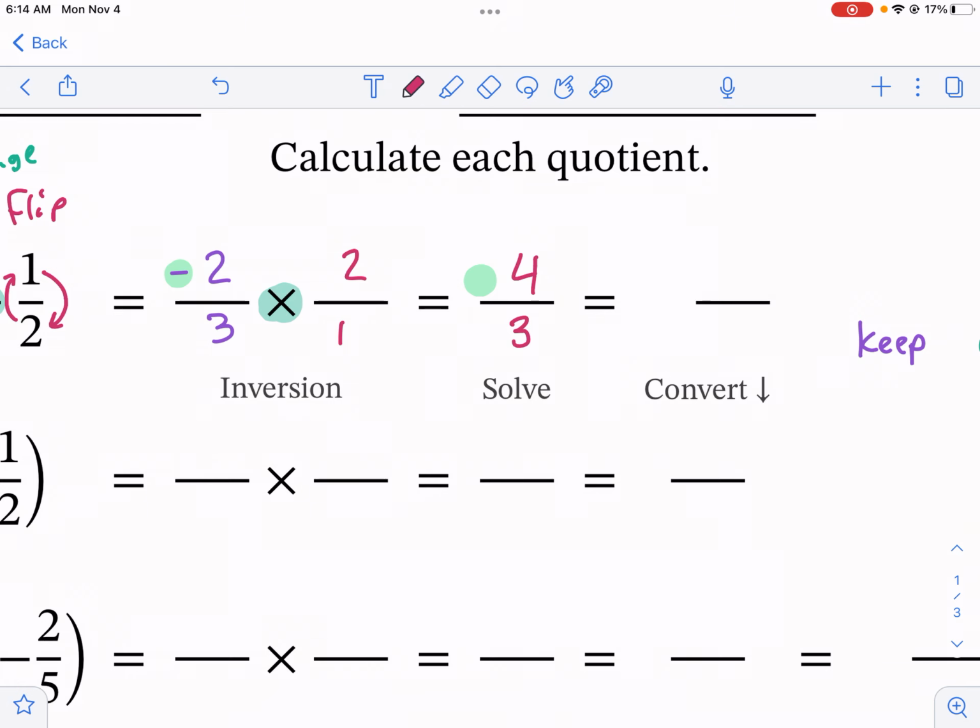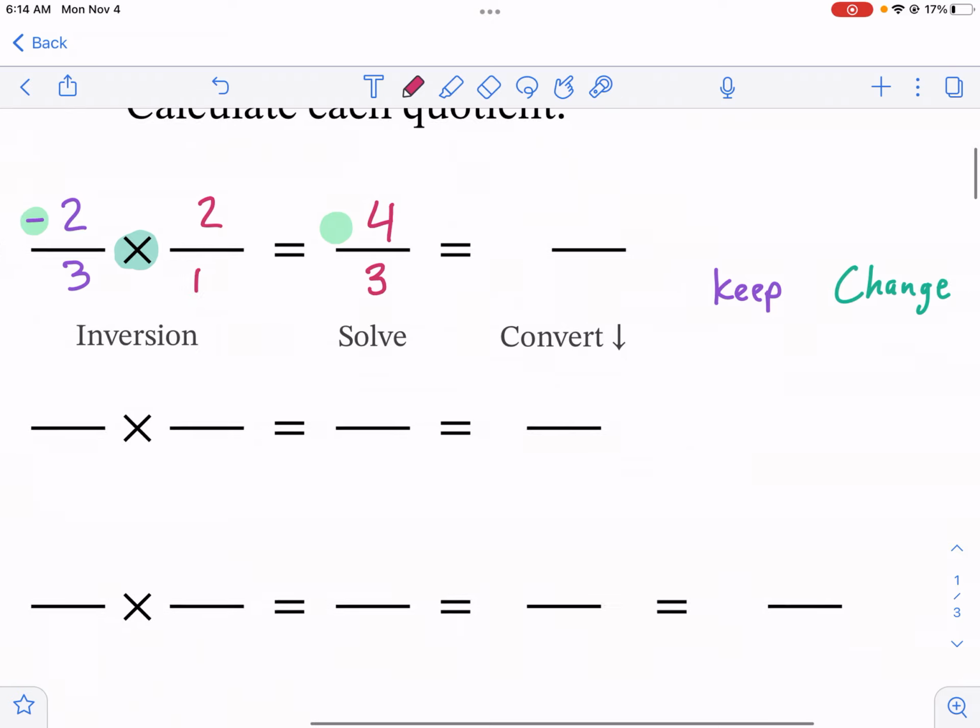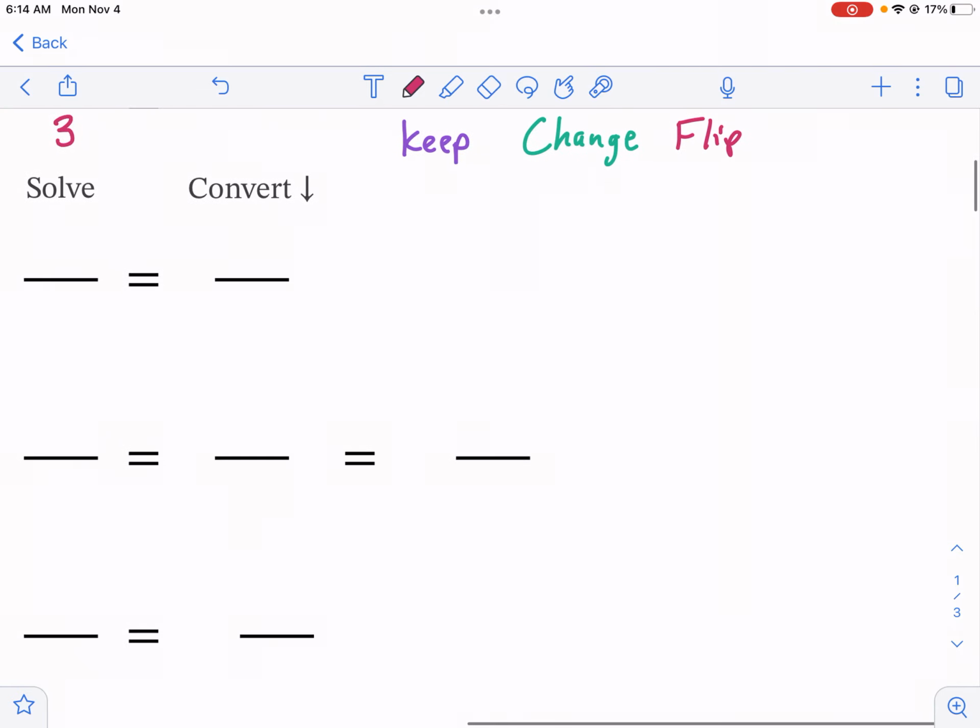And now I just need to figure out what am I going to do with my sign? Well, I need to remember my multiplication of integers rules. So if I have a positive times a positive, clearly I'm going to get a positive.